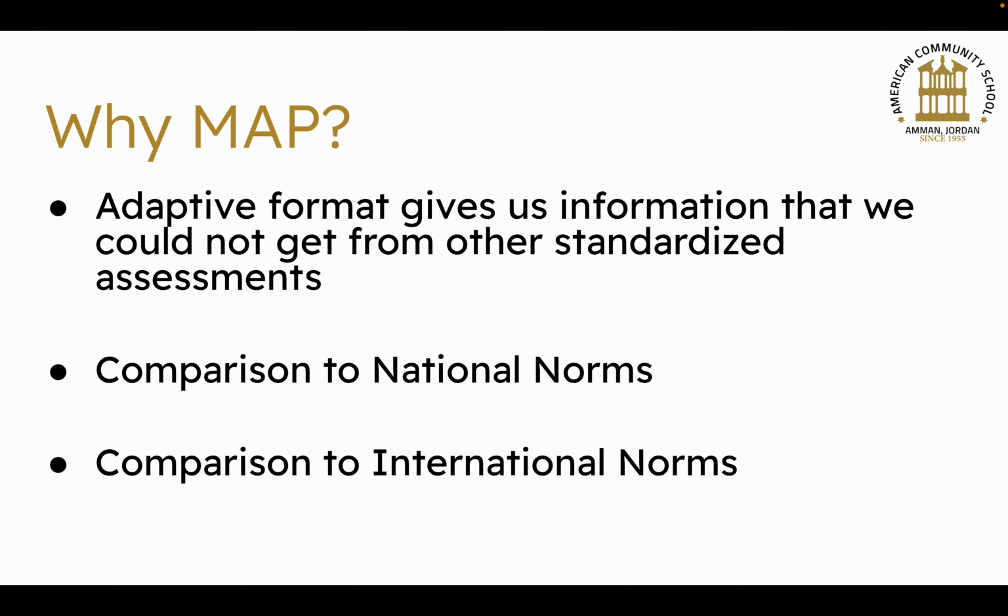Also, MAP gives us data that compares individual students and our school to U.S. national norms, and that norm study is based on thousands and thousands and thousands of students in the U.S. We also get international norms from MAP that help us see how we're doing compared to schools that are more like our schools than maybe schools that would be in the United States. The one caveat to the international norms is that the sample size for that norm study is significantly smaller than the sample size for the national norm study, so the standard error in the international norms is higher than it is in the national norms.